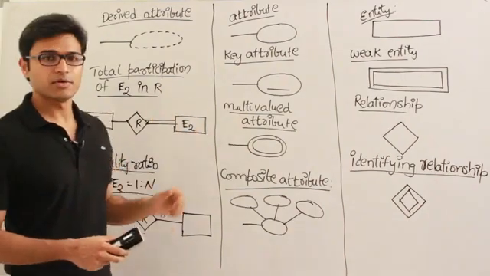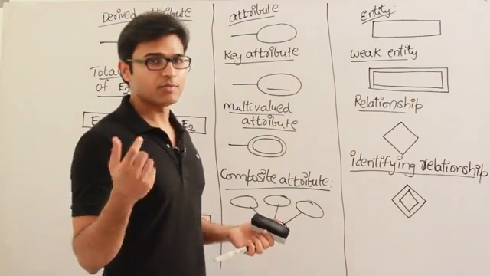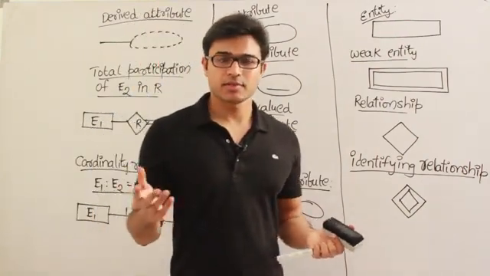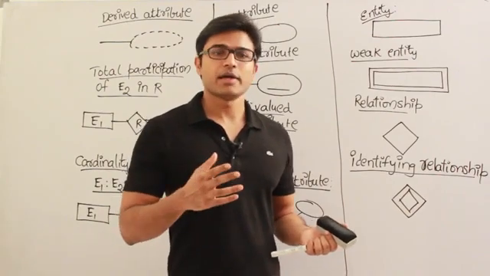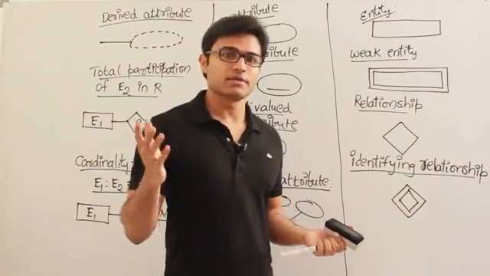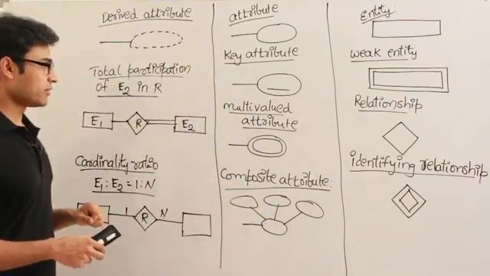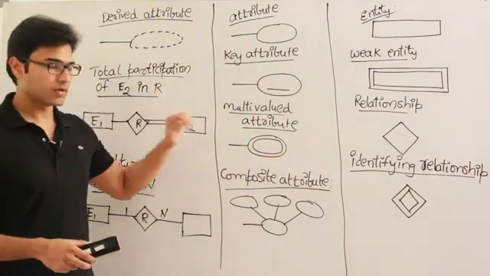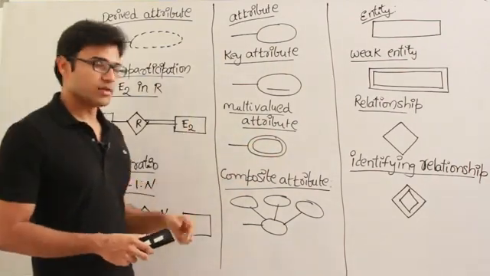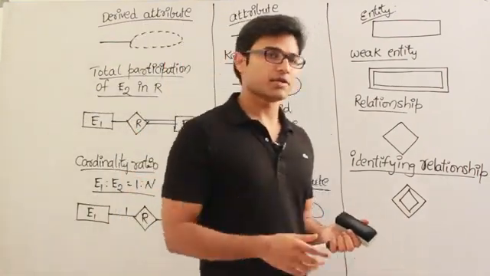And multi-valued attributes. Multi-valued attributes means it might have more than one value. For example, phone number. Some person might have more than one phone, right? Or addresses. Some people may have more than one residential address. Such types of attributes are called multi-valued attributes, and they are represented with a double oval.